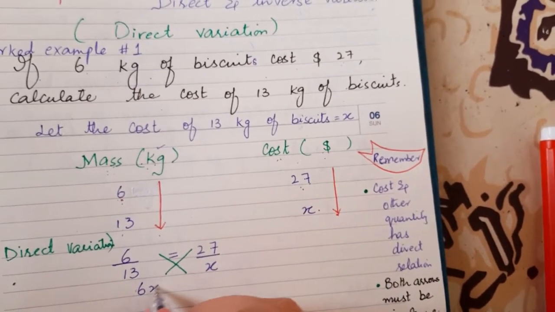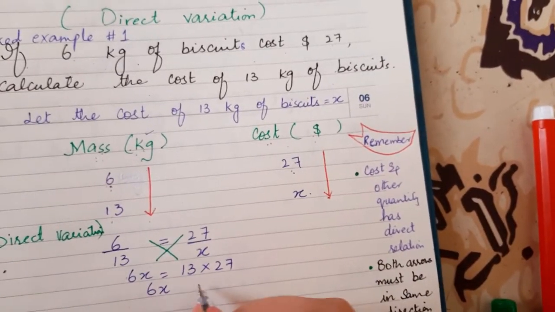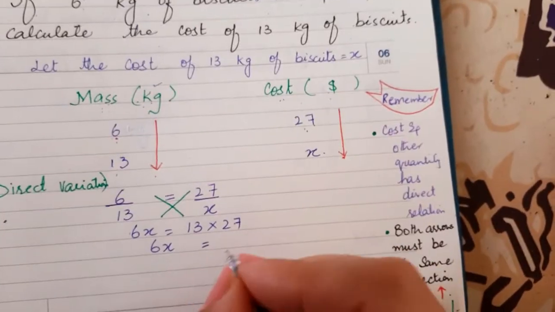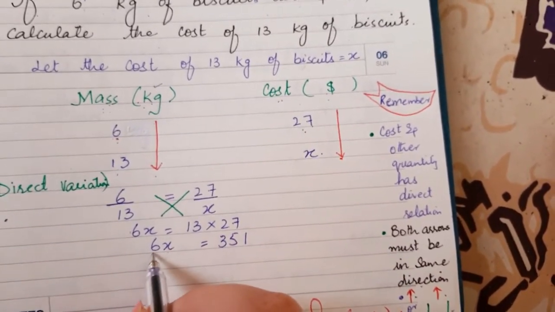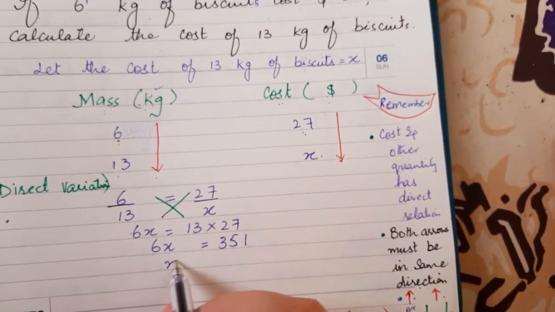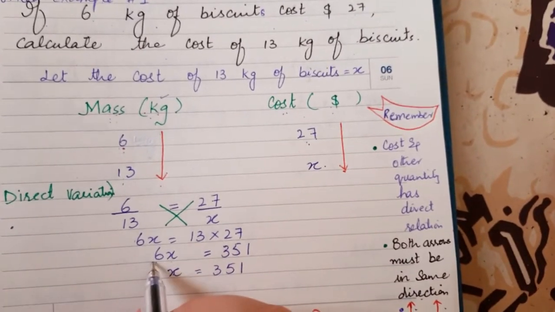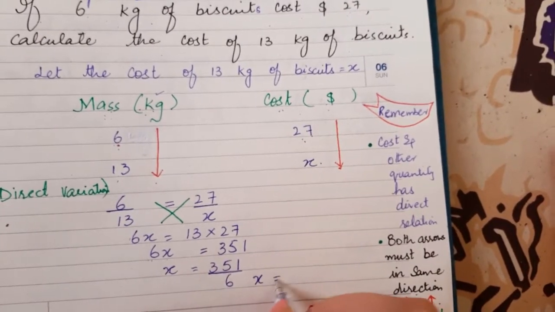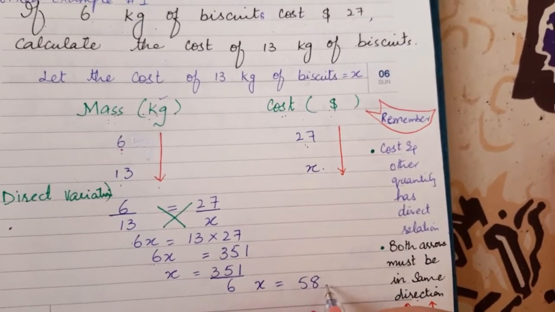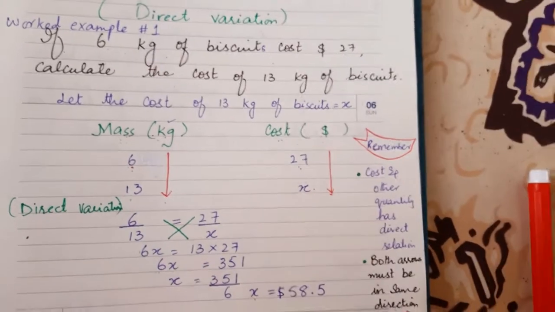6 into x, which is equals to 13 into 27. 6x is equals to 351. As x is being multiplied with 6, so we have to take the value of x. For this, what will you do? Here 6 is multiplying, and when it comes over here it becomes divide. You will get x is equals to 58.5. And what is x? X is for the cost. Do mention the unit over here and write the statement.